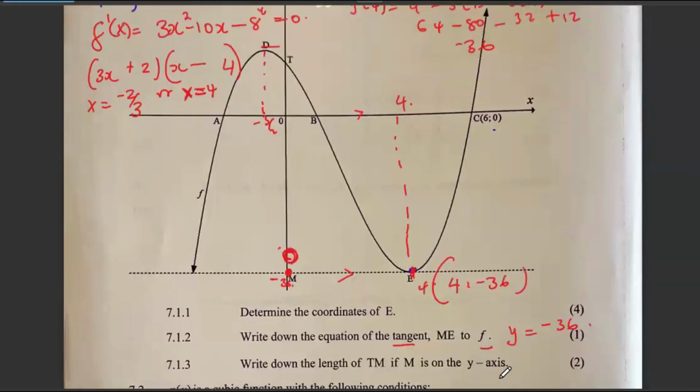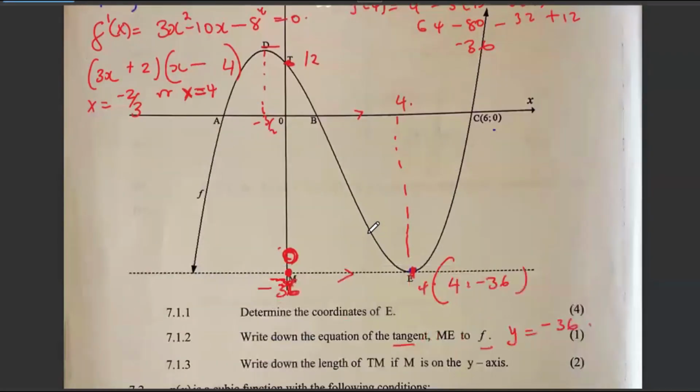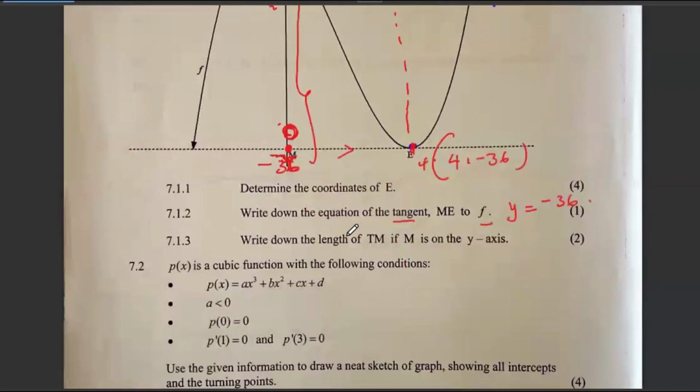Oh, this is TM. So if this is negative 36 for the y, what is the coordinate of this y-intercept from the equation? It's here. It's 12. So we're going to get the 12 plus the 36. Okay, so I'll either say 12 plus 36 to give me 48 units, or I'll write it as 12 minus negative 36, which is 48. Or you can use your distance formula, whichever way you want to do it, okay?